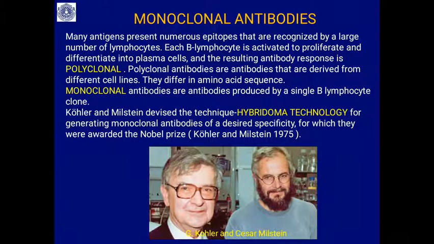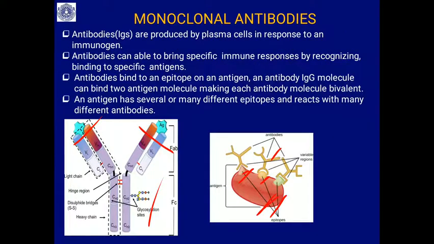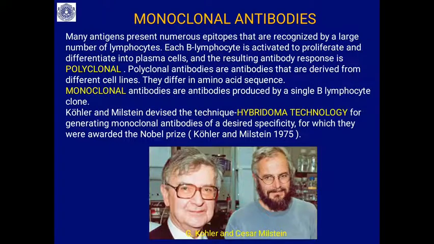Because a single antigen has many antigenic determinants, these are recognized by different B lymphocytes, and they produce different kinds of antibodies. One B cell produces antibody very specific to this determinant, another B cell produces antibody specific to another determinant. So, that is what you can see in the body, the antibody response or antibody production is polyclonal for different antigenic determinants.